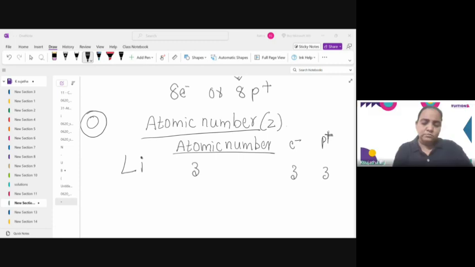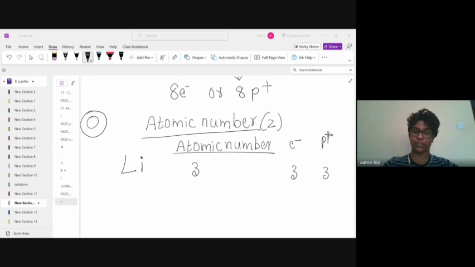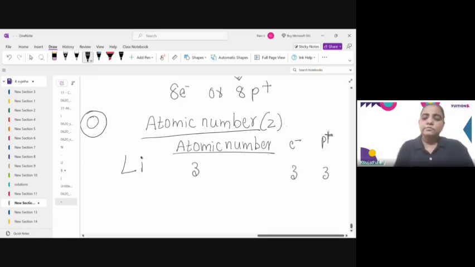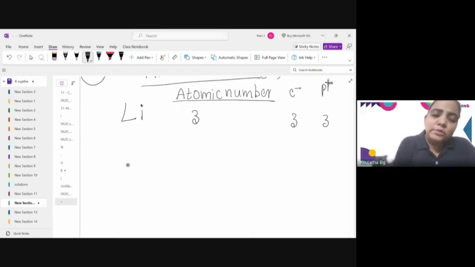Ma'am? Which one is positive charge, which one is negative charge? In between proton and electron. Proton is positive and electron is negative. Very good. Next, I'll give one more element, sulfur.